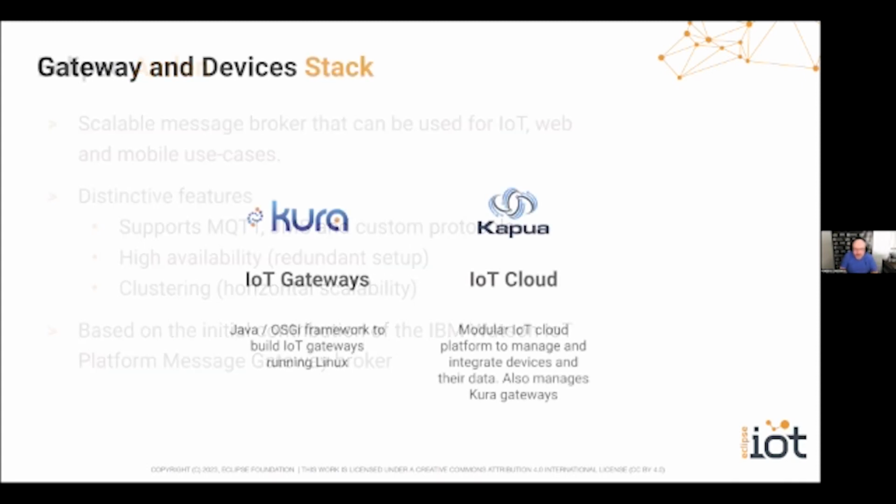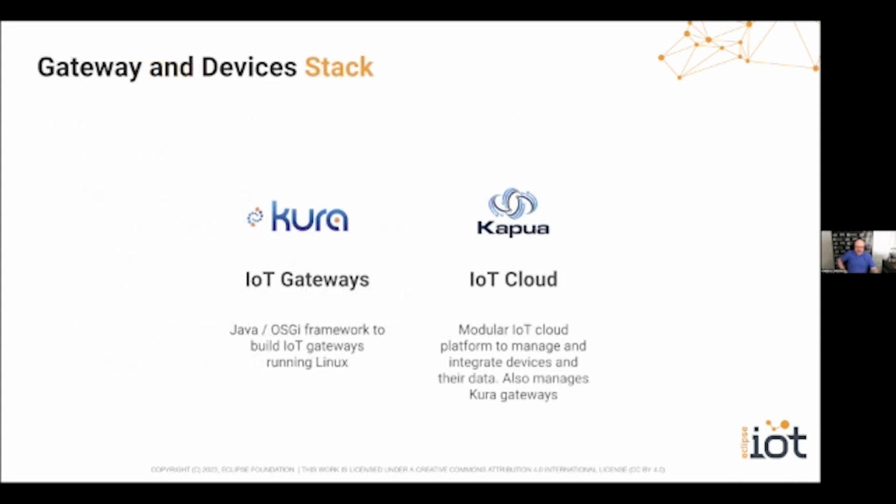Now, we are moving up the stack. So we have explored various mature protocol implementations, but we've got a number of projects that are built together, tested together, and provide you a fairly comprehensive stack on their own. So the first one of those stacks is what I call the gateway and devices stack, and it is made of the Eclipse Kura and Eclipse Kapua projects.